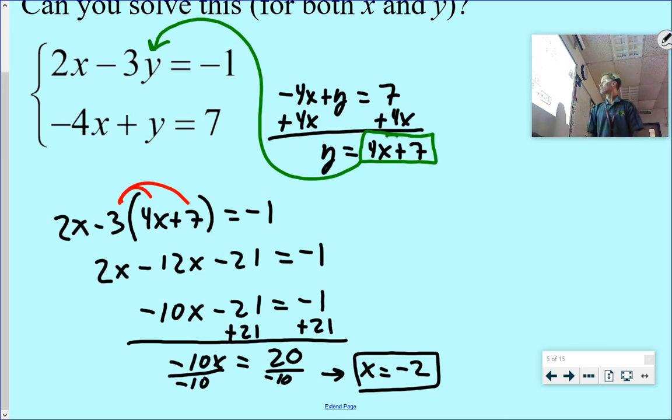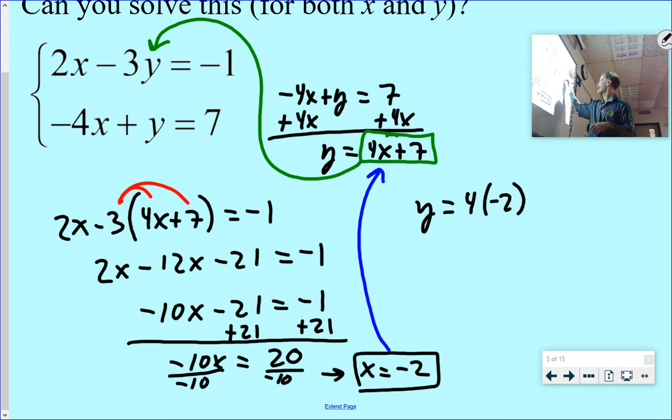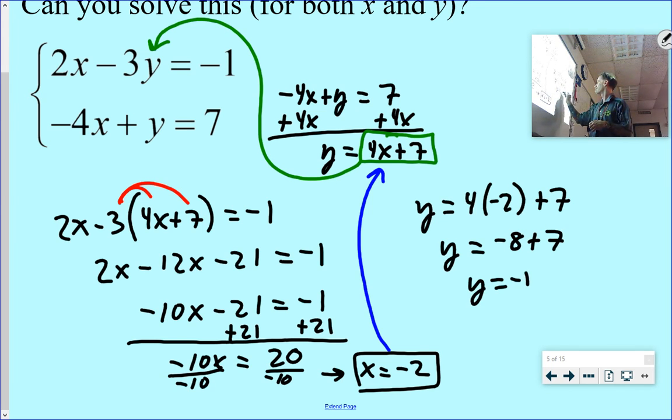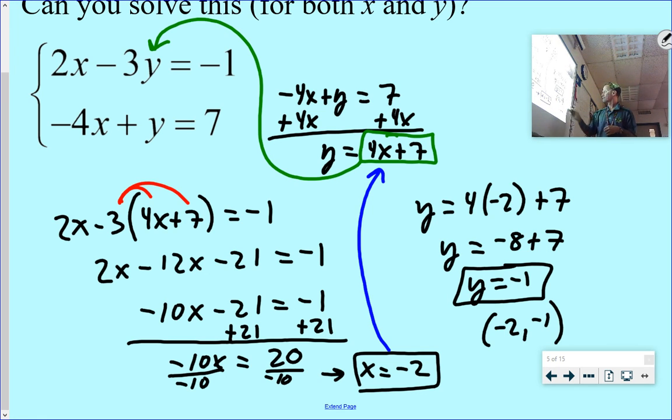So that's half my answer. And just like I did before, I'm going to take this and plug it into what I got a second ago when I got y by itself. So y equals 4, again in parentheses, times negative 2, plus 7. Y equals negative 8 plus 7. Watch your sign. And then y equals negative 1. And so again, the final answer is written as a coordinate point, negative 2, negative 1. And there's your final answer.